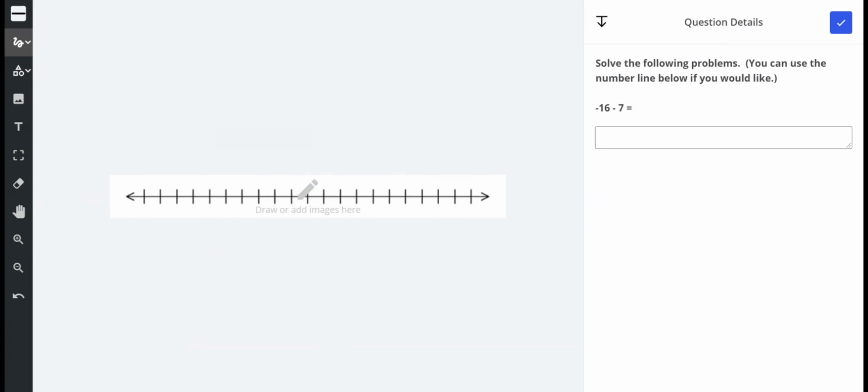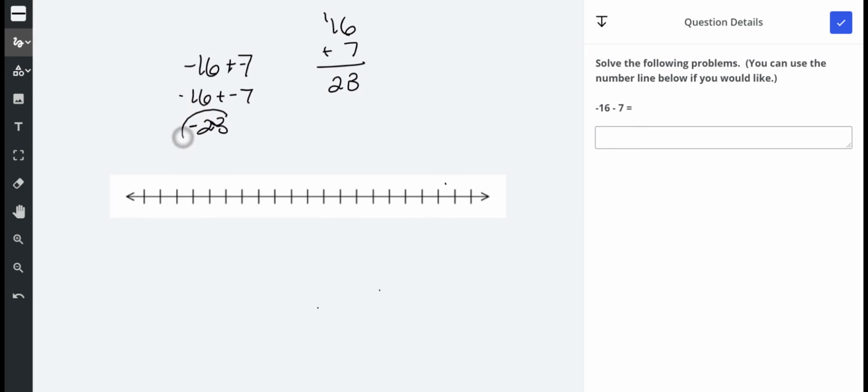Number 7. Negative 16 minus 7. Well, I'm going to change this into an addition problem by doing the additive inverse. So I'm going to add and make that into a negative 7. So this is negative 16 plus negative 7. If you notice, they both are negative, so that means I'm going to make a larger negative. In order to get a larger negative, I need to add 16 and 7. Well, 16 plus 7 gives me 23. Because they were both negative, that means our answer is going to be negative.